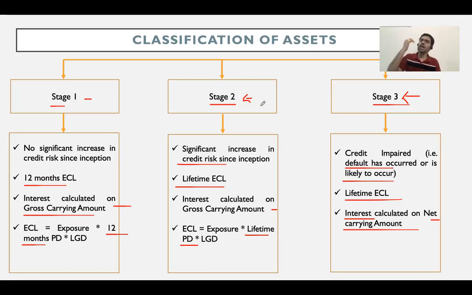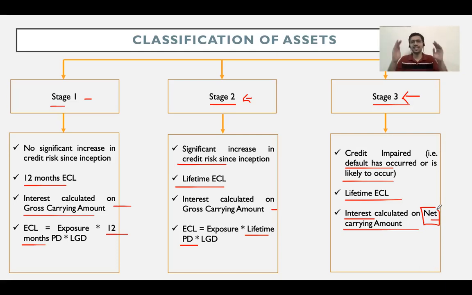RBI, if I recall correctly, did not permit recognition of interest income on NPAs. On NPAs, RBI never permitted recognition of interest income. Over here, under stage 3 exposure, you're permitted to recognize interest income, but you're recognizing it on the net carrying amount, which is after you reduce ECL. All right. So you had an opening balance of $100 million. You reduce ECL, and on the net amount you're allowed to recognize interest income.